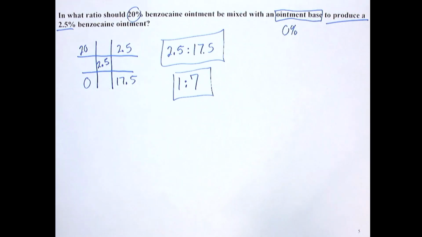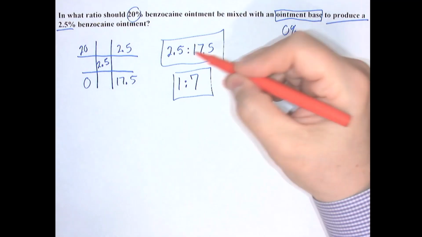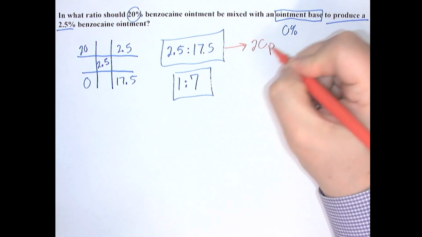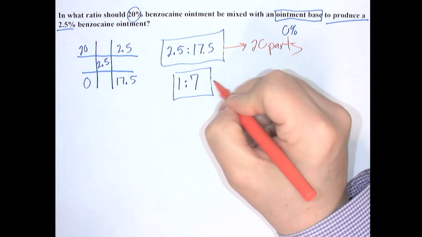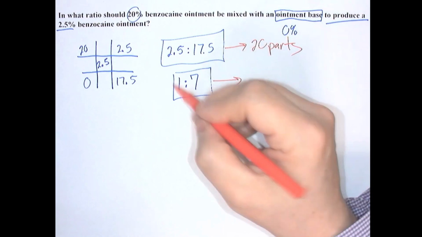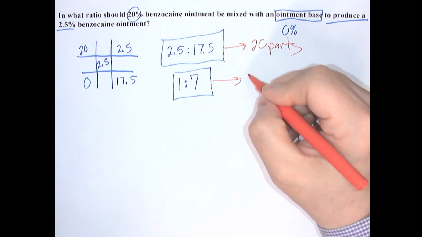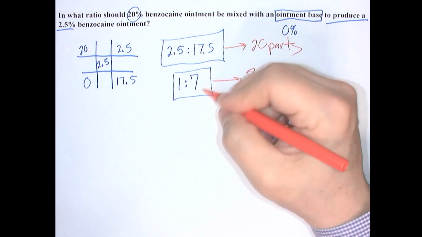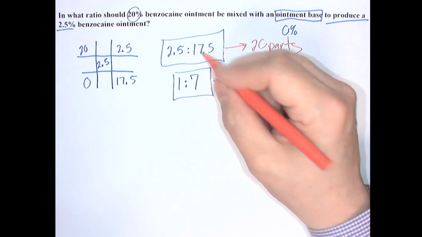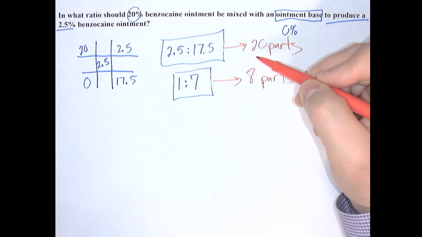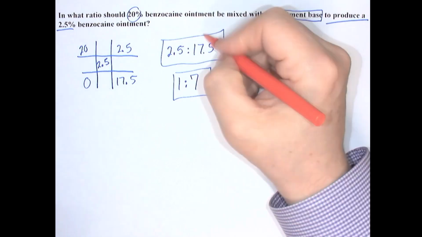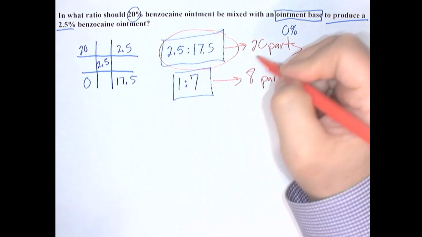Now, of course, the first version of the ratio, 2.5 parts plus 17.5 parts, you'd be working with 20 parts. And then the 1 and the 7, you'd be working with 8 parts. But either way, it doesn't matter which form of the ratio you work with, they will both get you to the same answers, regardless of which one you use. Okay. So, but again, this answer right here would be very sufficient.